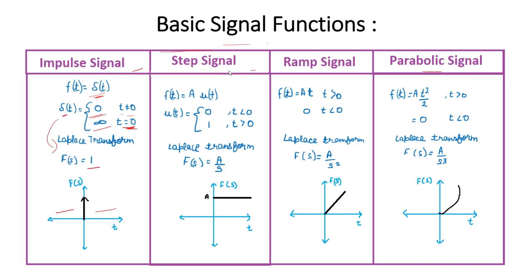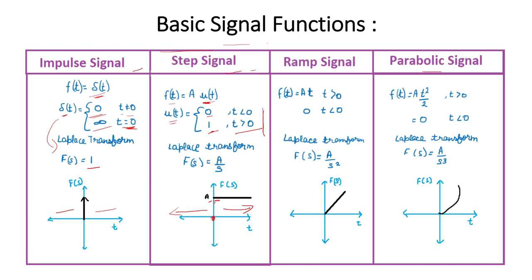Then you have this step signal. So step signal is denoted by u(t). Therefore, f(t) is equal to A u(t), and u(t) is equal to 0 everywhere for t less than 0, and for t greater than 0 it is 1. You may think, what is the value of u(t) at t equal to 0? Well, it is not defined. You can see that here it is changing. Therefore, it is not defined here at t equal to 0.